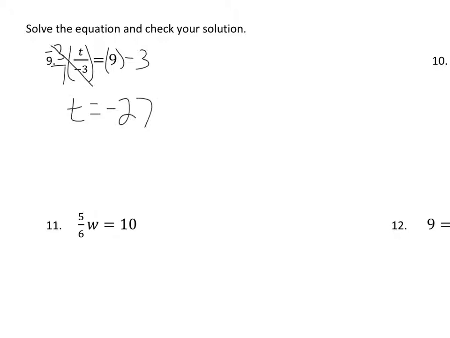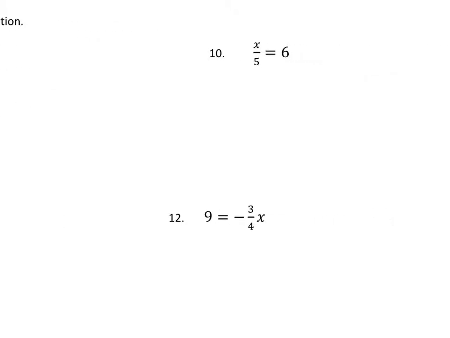Okay? Let's take a look at the next one. X divided by 5 equals 6. So that means multiply by 5. So you get x equals 30. So there's just basic division.